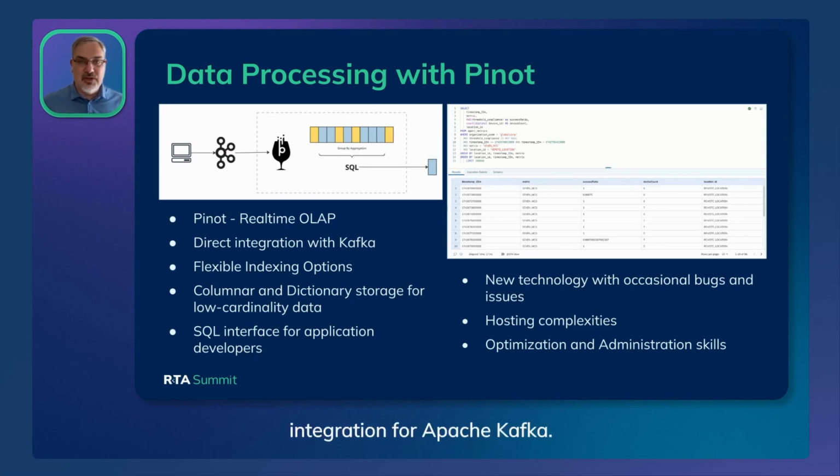Pinot has a native integration for Apache Kafka, so that made integration easy for us. Query performance is very fast. It comes with a lot of indexing options that allow us to optimize. Data is written directly to segments from Kafka, so that data appears immediately in our system. And it comes with a SQL interface, and that keeps it easy for our application development team. Dictionary storage for low cardinality data, which we have a lot of. For example, our device types, platforms, and locations are low cardinality. It really has all the bells and whistles. It's really designed specifically to do what we're doing.